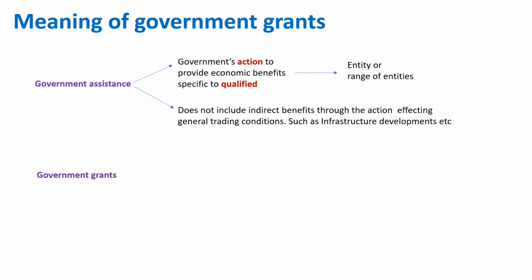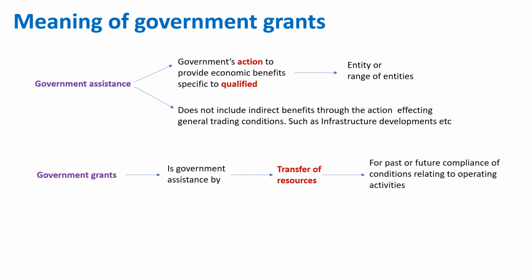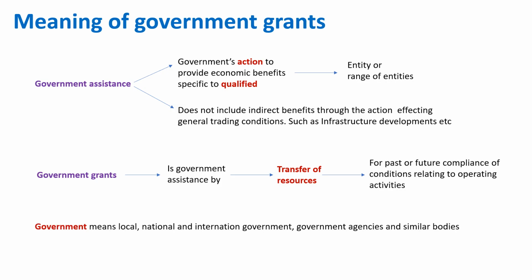Now let's understand what is a government grant. A government grant is government assistance by the government by transfer of resources. That means there is an economic benefit which is transferring to the legal entity, for past or future compliance of conditions relating to operating activities. That means the government is giving you a condition, which you have either fulfilled or are going to fulfill in future. In either case, based on the condition mentioned in the contract between the government and the entity, the transfer of resource portion is called government grants.